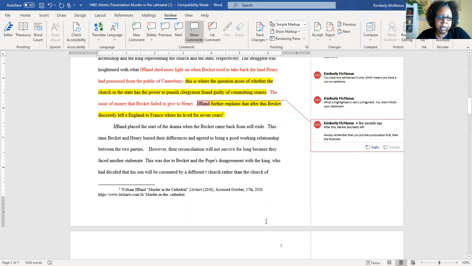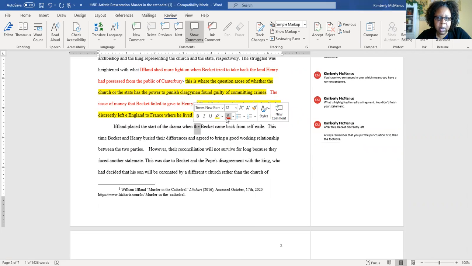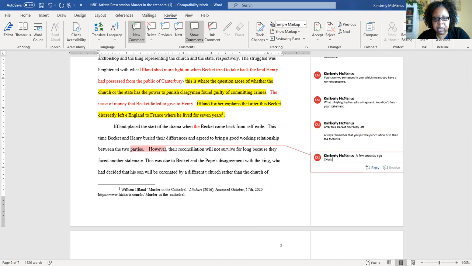Iffland placed the start of the drama when Becket. So you wouldn't say the Becket when Becket came back from self-exile. This time, Becket and Henry buried their differences and agreed to bring a good work relationship between the two parties. You have to watch the spacing behind periods. I need for you to check, Arabian. Check spacing behind punctuation.